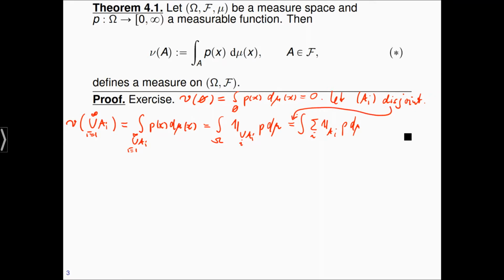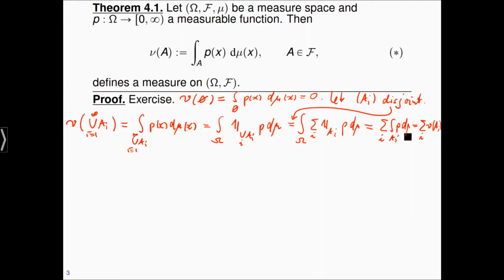And here I use that the A_i are disjoint. And now I can exchange the sum and this integral because the things that I'm integrating here are non-negative. So this is Fubini's theorem that says that this is the same as the sum of the integral of the indicator function of the A_i, p d mu. And now if you put back the A_i into here, so I just erase the indicator and put the A_i over here, and then I use the definition, then I see that this is nu of A_i, and what we've shown is that the measure nu of the union of the A_i is the sum of the measures nu of the A_i, which is the sigma additivity of nu. And this shows that nu indeed is a measure.